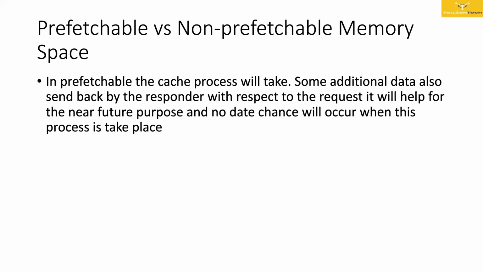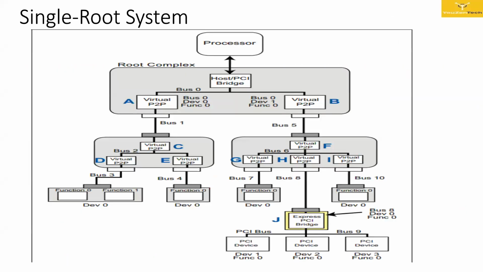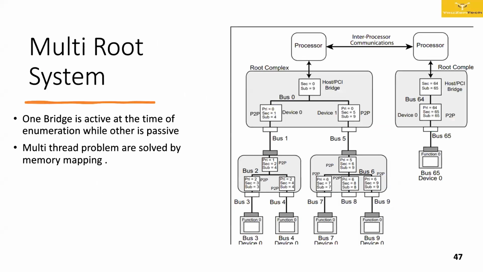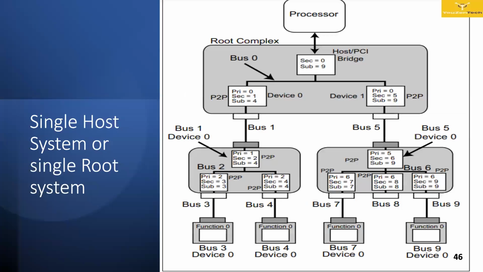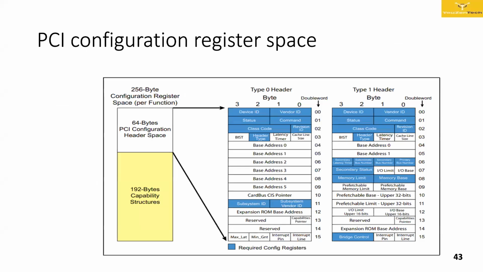So what is your question here? What is the difference between those two? The header which is in the packet of my TLP, and the one in type 0 and type 1. So this is the register.